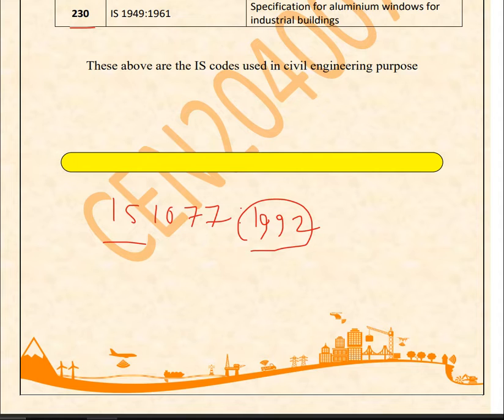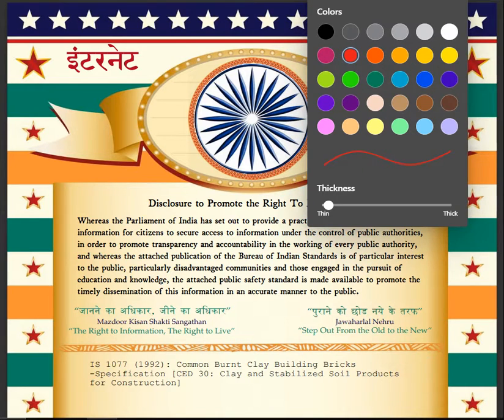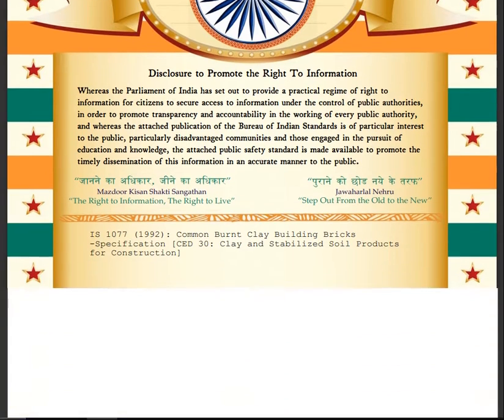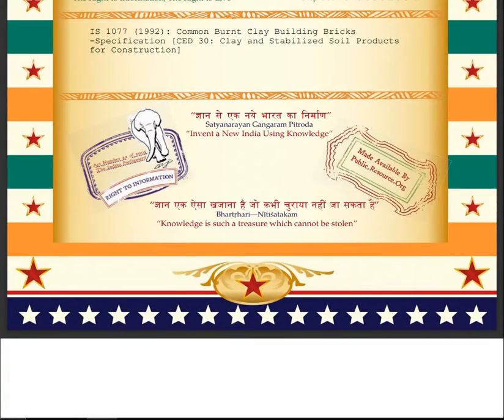So this is a PDF, or you can say this is the disclosure to promote the right to information, that is internet. This is a type of bill, as you can say. This bill is downloadable through the BIS website.